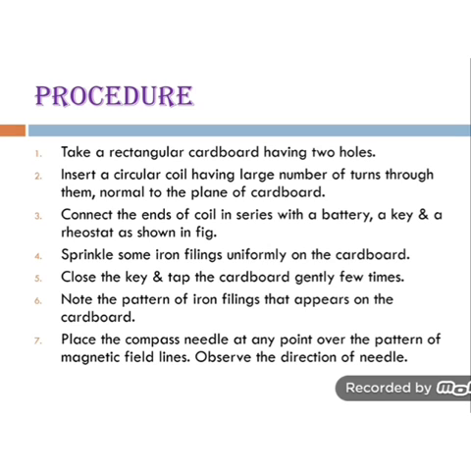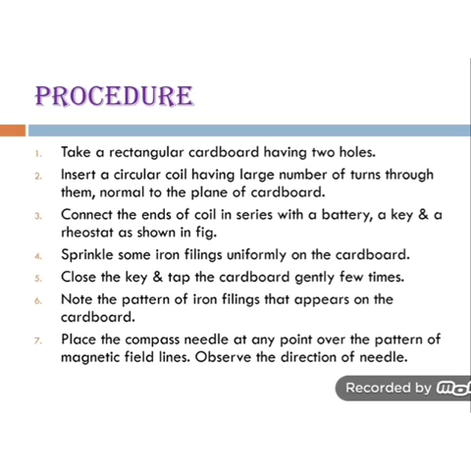Third, connect the ends of the coil in series with a battery, a key and a rheostat to vary the current. Fourth, sprinkle some iron filings uniformly on the cardboard. Fifth, close the key and allow the current to flow through the coil, and then tap the cardboard gently a few times. Now note the pattern of the iron filings on the cardboard. That is, you have to observe the orientation of the iron filings after the passage of the electric current.